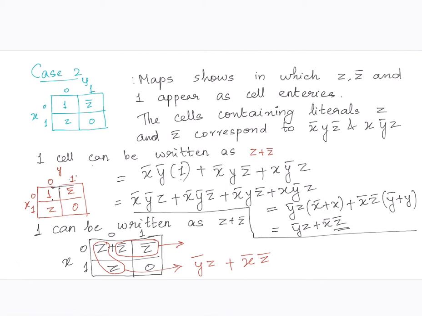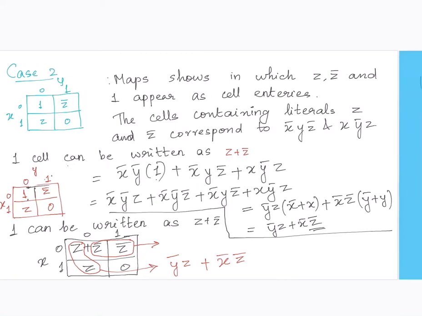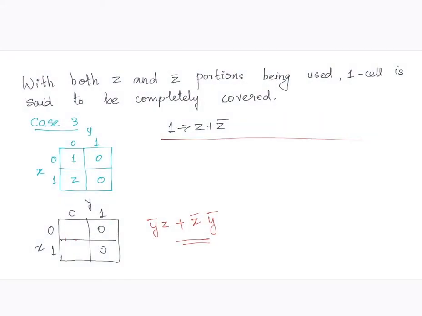So when both z and z bar portions are used, then one cell is said to be completely covered. If it is used by only z, then it is not completely covered. If it is used by both z and z bar portions, then we call it completely covered.